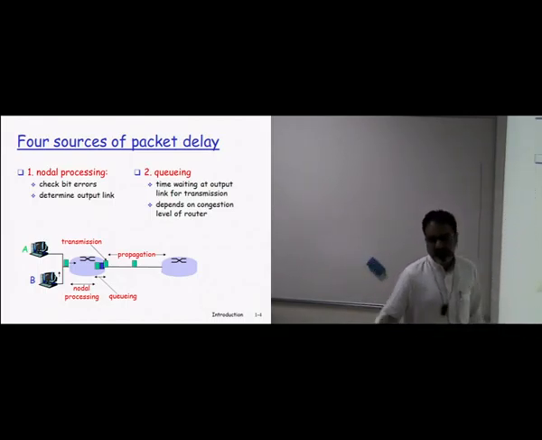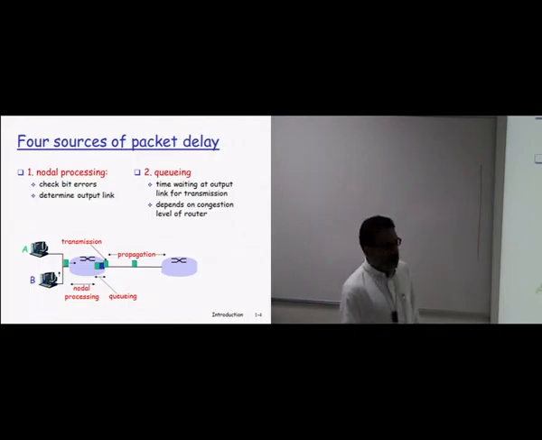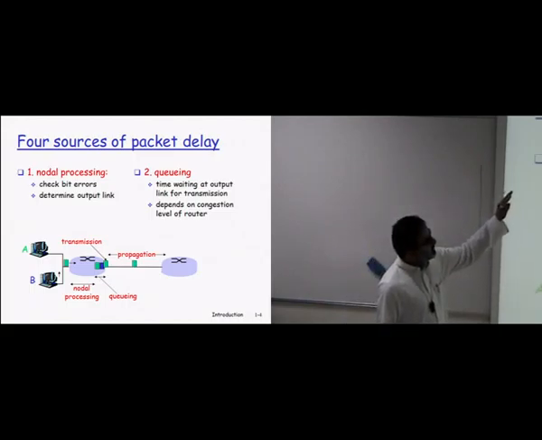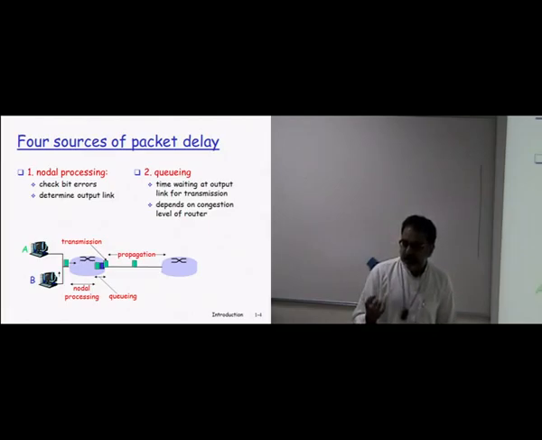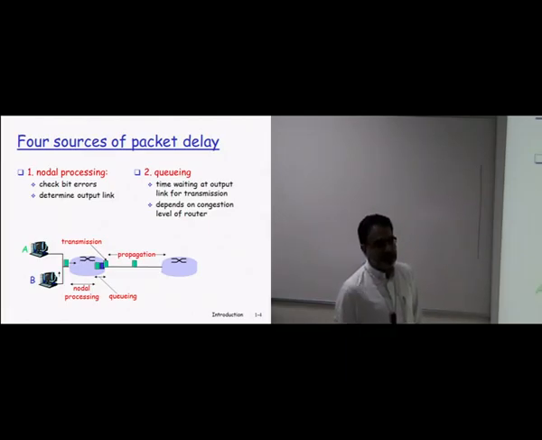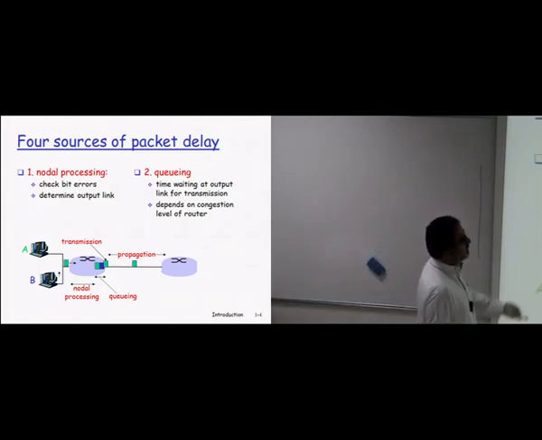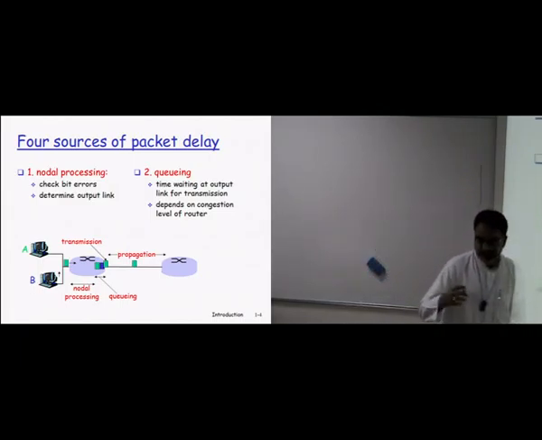It will check the bit errors. The packet received on the node will be processed, and the node will check for bit errors, and it will determine, if there are multiple output links on the router, on which output link the packet should be sent, the packet should be transmitted.